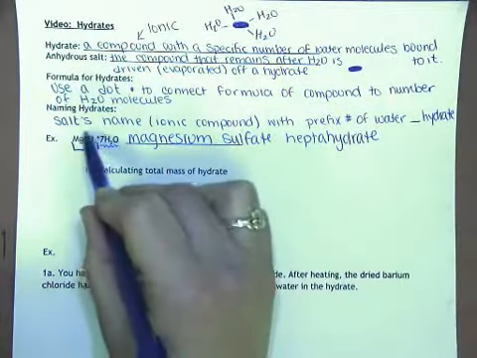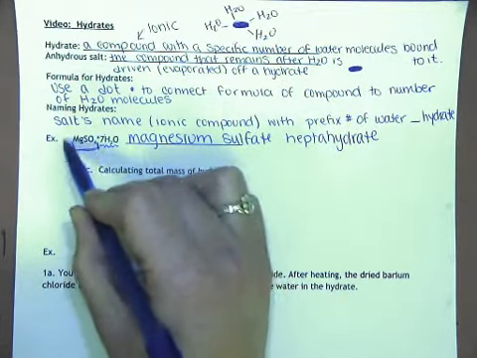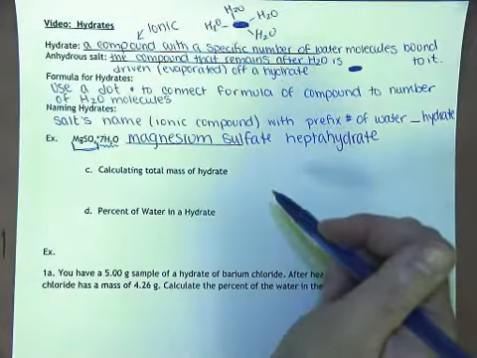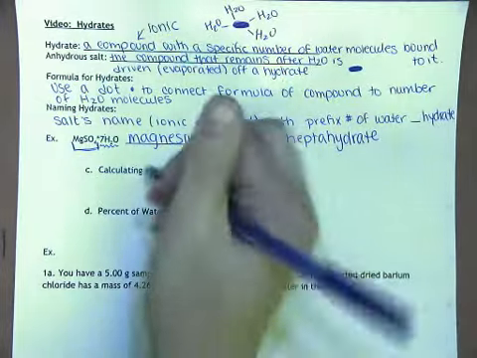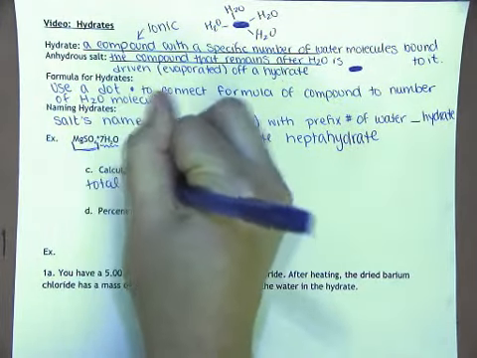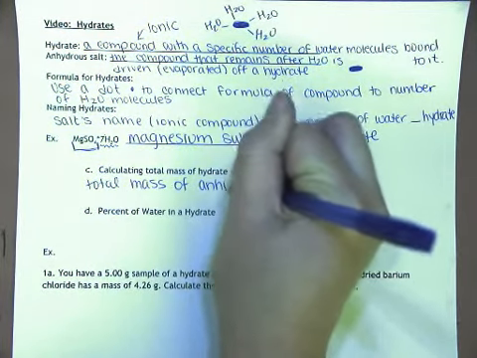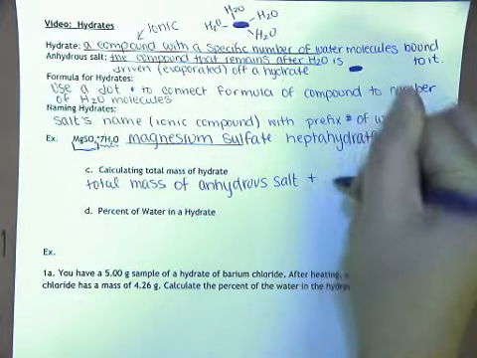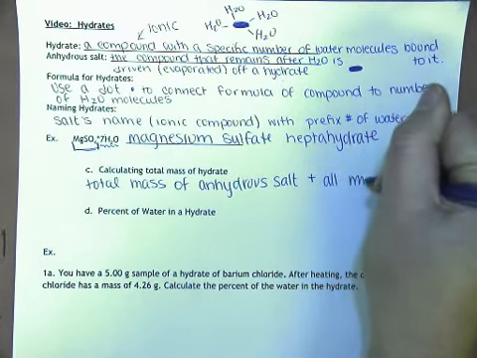So that means that on every magnesium sulfate, there are 7 water molecules bound to it all the way around. When we calculate the total mass of the hydrate, we need to include the mass of the water molecules in addition to my ionic compound. So I have to add the total mass of the anhydrous salt plus all my water molecules.